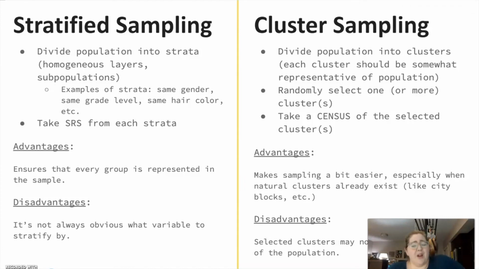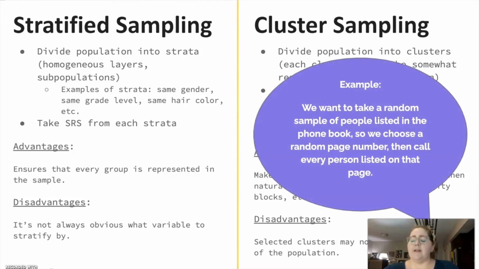So those clusters were not representative, and that's the cluster that you picked, and you ended up with a really small average. An example of cluster, and this goes back to the phone book, so you have to kind of know what a phone book is. If we wanted to take a random sample of people listed in the phone book, we could choose randomly a page number and then call every person listed on that page. That way I'm not having to number every single person in the phone book. I'm only having to number the pages, which are already numbered, and then I pick a random page and use that entire page.